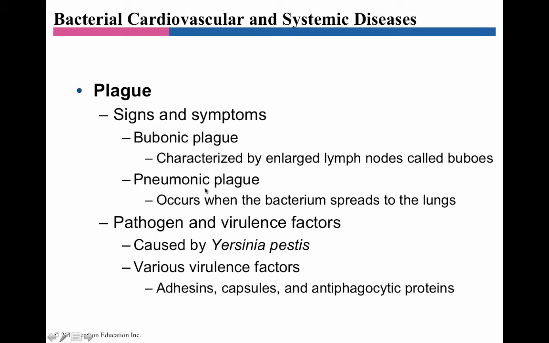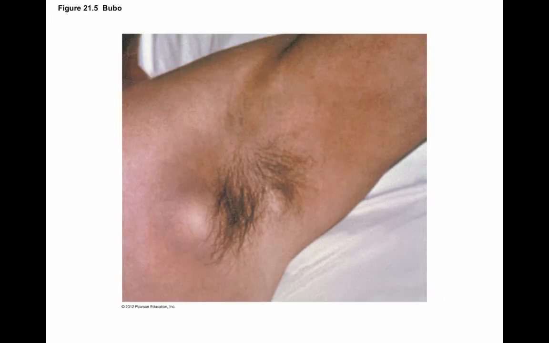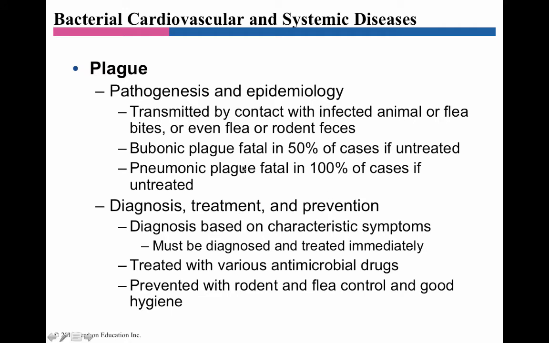And it can cause pneumonic plague when the bacteria spreads to the lungs. All right, now here's the bubo. Remember, this is transmitted by flea bite. All right, so what has to happen when you get bubonic plague if it's coming into your bloodstream by a flea bite? Or maybe you rub the feces. You know, you can't inhale the flea or rodent feces. You can't inhale the bacteria this way.